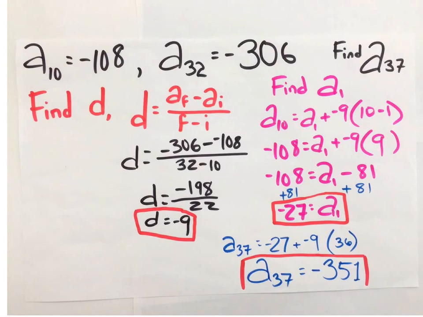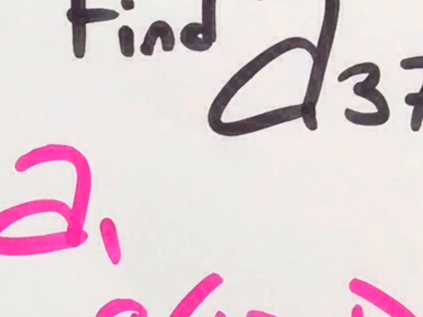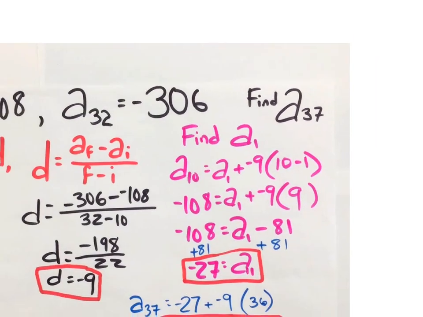And what are we left with? Negative 108 equals a sub 1 minus 81. We're going to apply the inverse operation to both sides by adding 81. And that's going to leave us with the first term, negative 27. So then, what are we figuring out again? We've got to find out what the 37th term is.